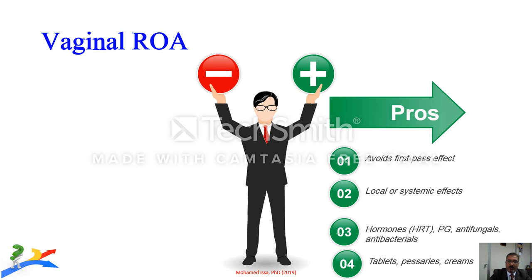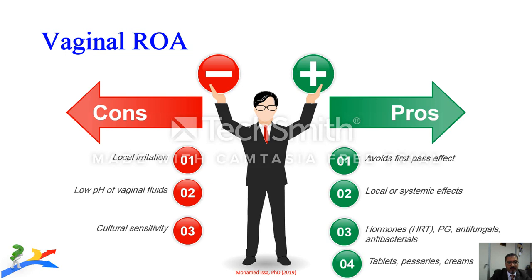What is the shape of the dosage form? I'm going to discuss it in the next sessions, inshallah. You can use vaginal suppositories, which we call pessaries, vaginal tablets, solutions, and creams. So there are many dosage forms that can be used for vaginal administration. And of course, we avoid first pass metabolism.